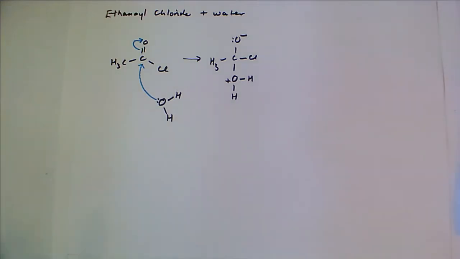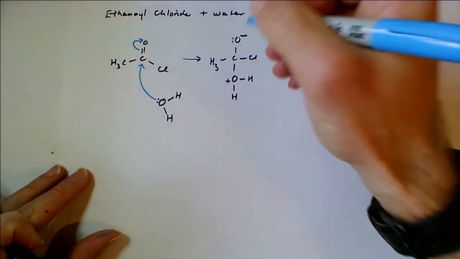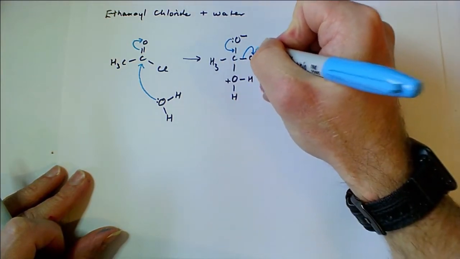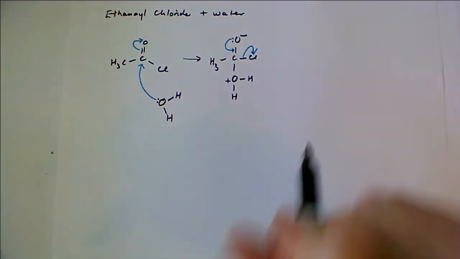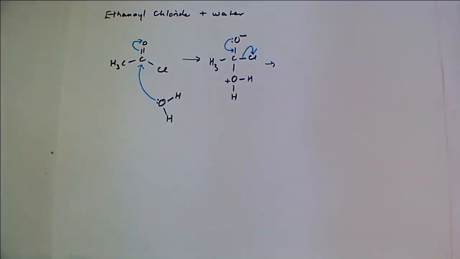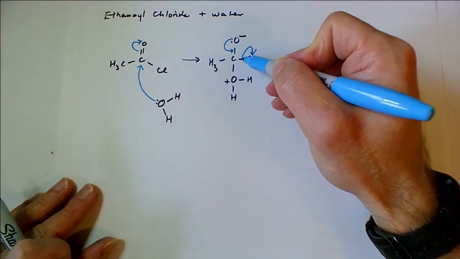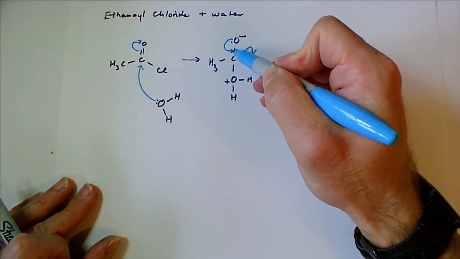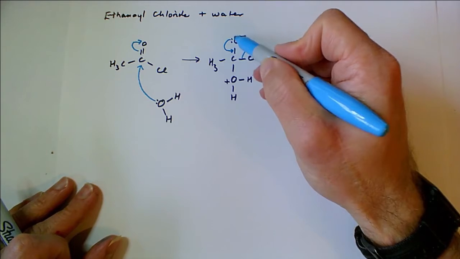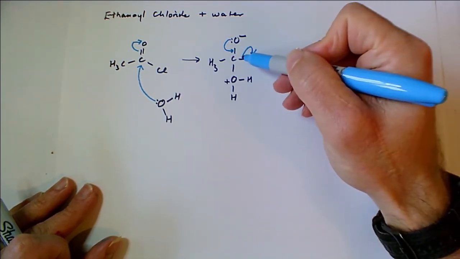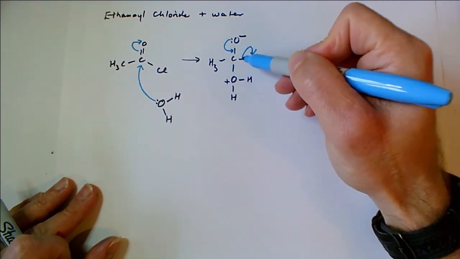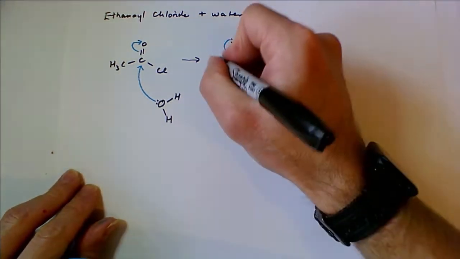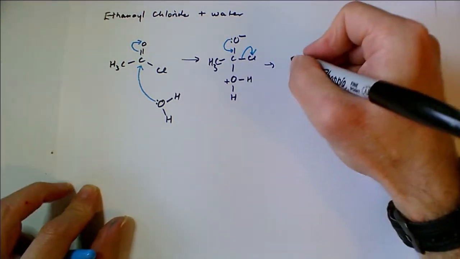So next step. This is our elimination step. Our carbonyl is reformed as our chloride is kicked out. Notice my curly arrows come from the bond to the atom, and it's gone from the lone pair to the bond between them. Don't show it going to the carbon, because it's forming a bond in that case. Don't show an arrow coming from carbon or anything like that. It's going from the bond to the chlorine.